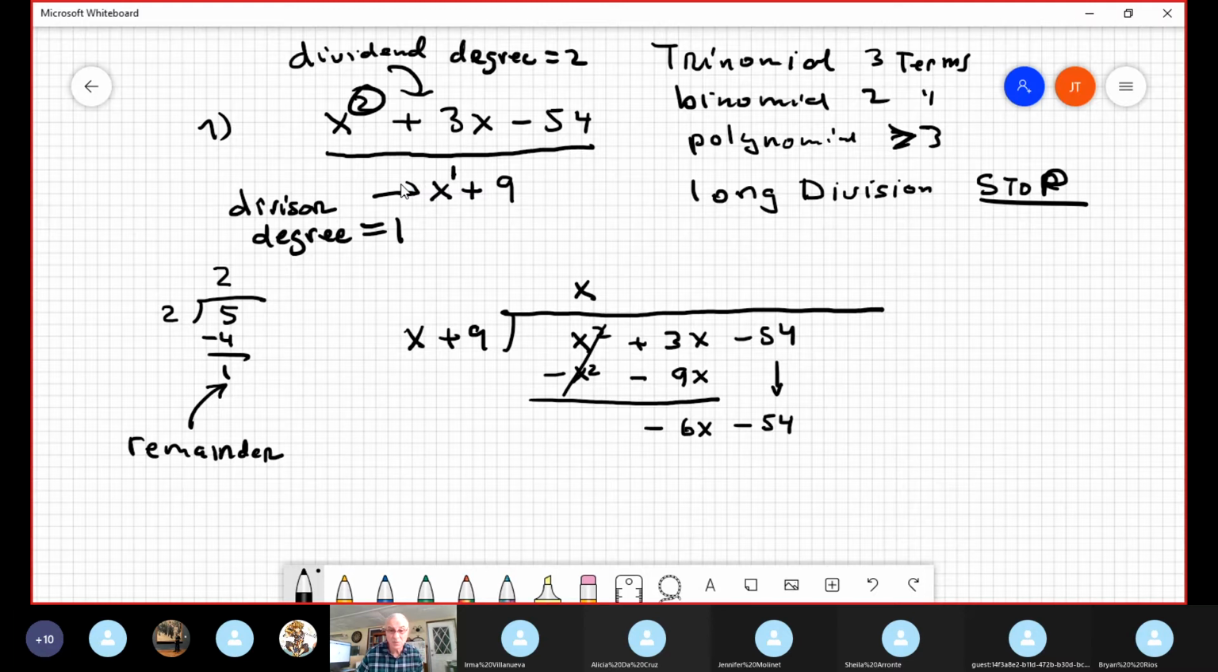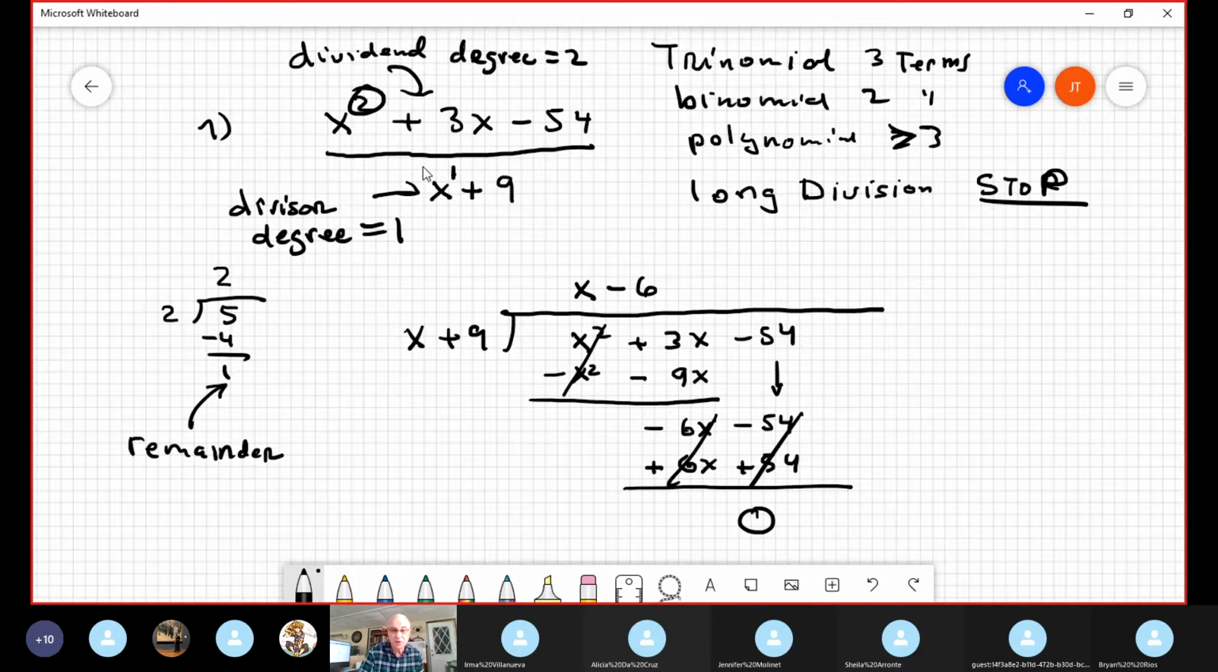No. Why no? Because the degree of this binomial is 1. It's the exponent 1. Look here. So you continue. Okay. So you put negative 6, because negative 6 times x is negative 6x. Okay, organization important, the column of the x. And negative 6 times positive 9 is negative 54. And by subtracting one more time, I change the sign. And the answer is 0.